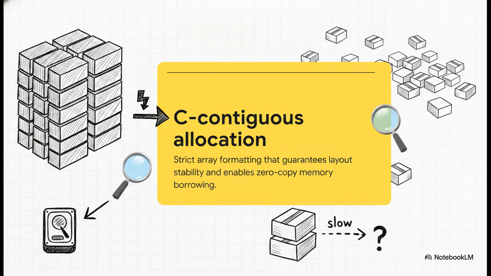Think of it like packing boxes into a massive warehouse. If you just throw boxes in randomly, wherever there's space, finding and pulling a specific set later takes forever, right? But if you pack them flawlessly, tightly, end-to-end, with 0 gaps, you can grab exactly what you need instantly. By enforcing strict NumPy array formatting across all those high-dimensional token vectors, the system guarantees perfect memory layout stability. This layout completely eliminates fragmentation and enables 0-copy memory borrowing, meaning the CPU doesn't even have to waste time duplicating data just to read it.